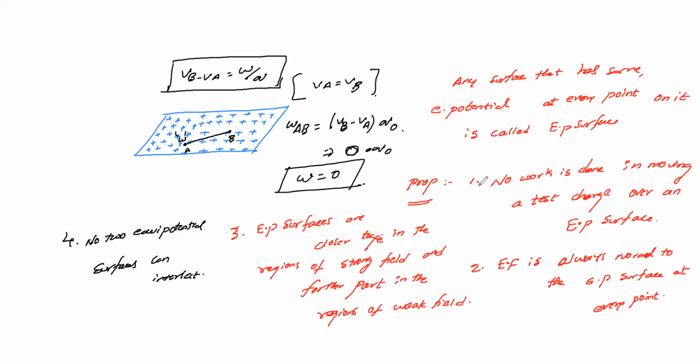Correct? So this is the first point. No work is done in moving a test charge over an equipotential surface. We cannot move any test charge within the equipotential surface, so there is no work done. The work done will be 0. This is your first case. Okay, remember this. It is your first one.